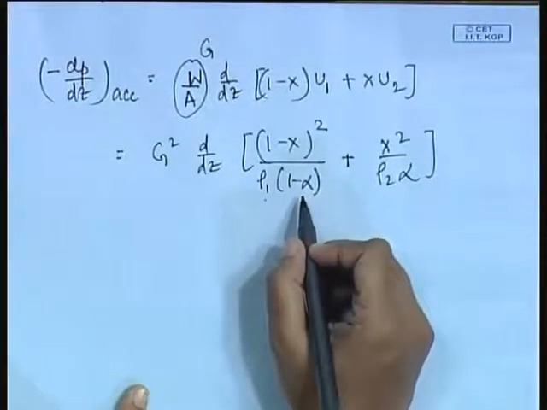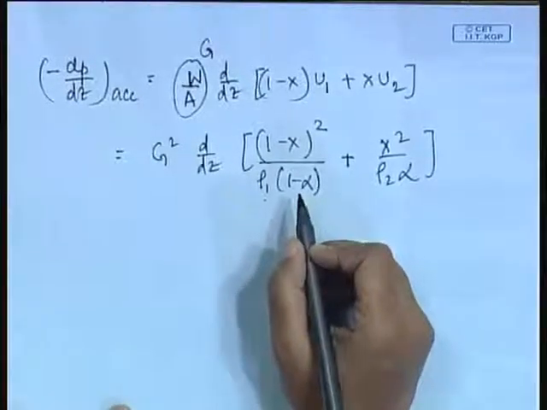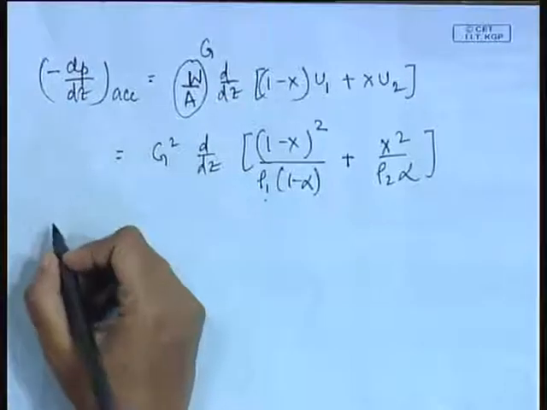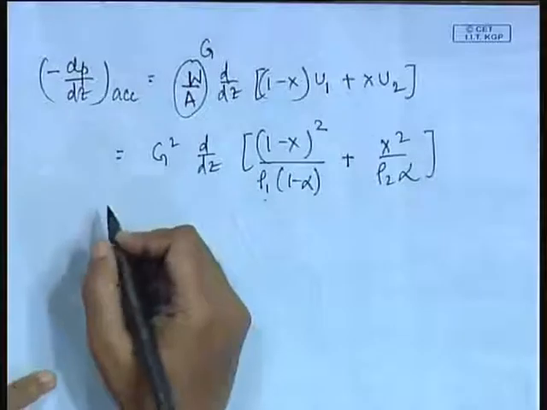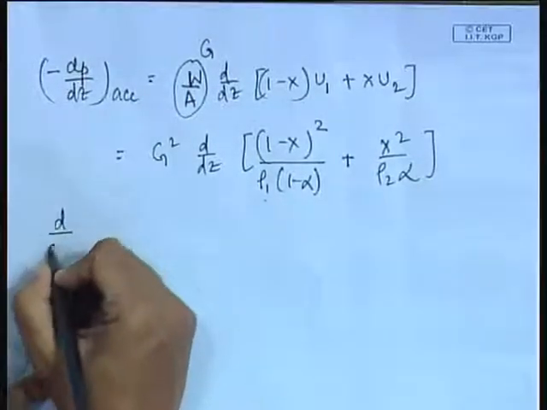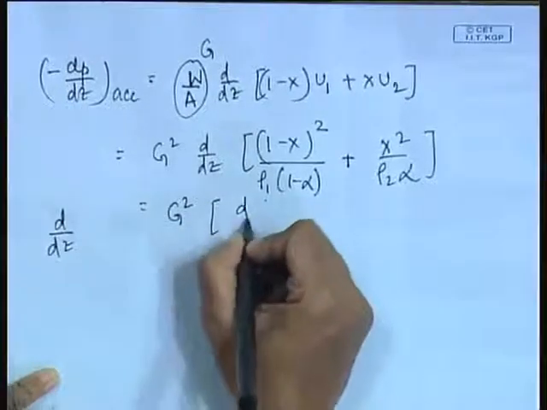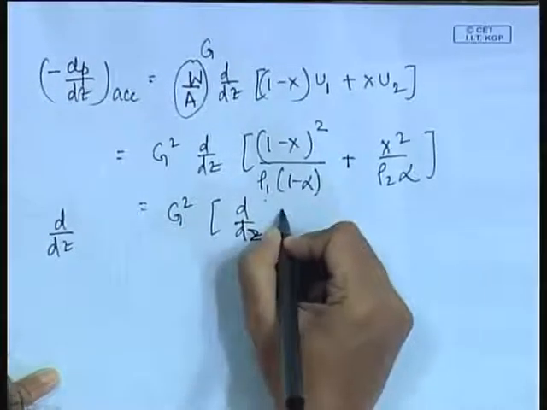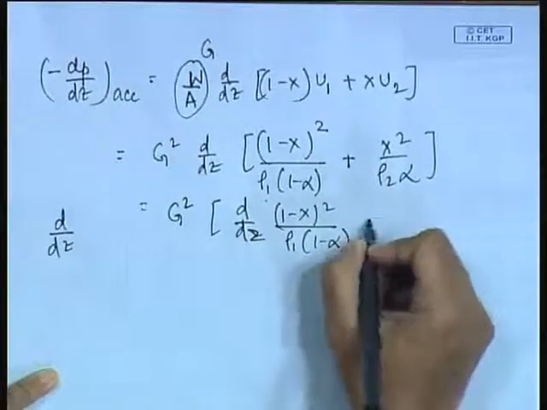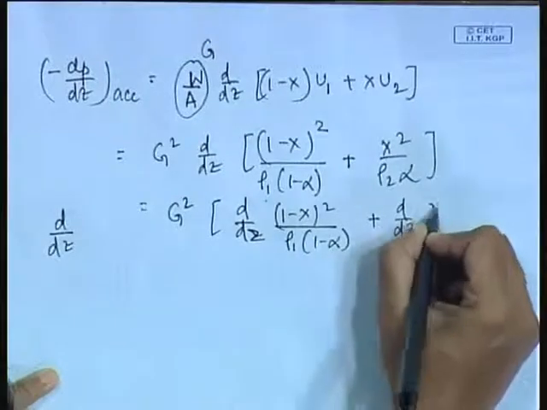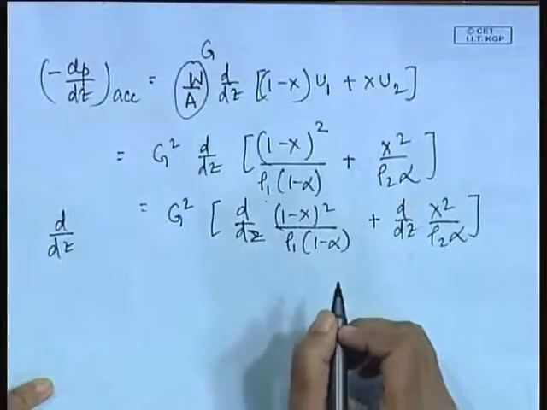Alpha definitely varies with z. If x varies, then also alpha varies. If x does not vary, then also alpha can vary. Okay. So, therefore, we find that all these terms vary with z. So, therefore, if we have to find out this, in other words, it can be written as g square d dz of 1 minus x whole square by rho 1 into 1 minus alpha plus d dz of x square by rho 2 alpha. We can write it down in this particular way.